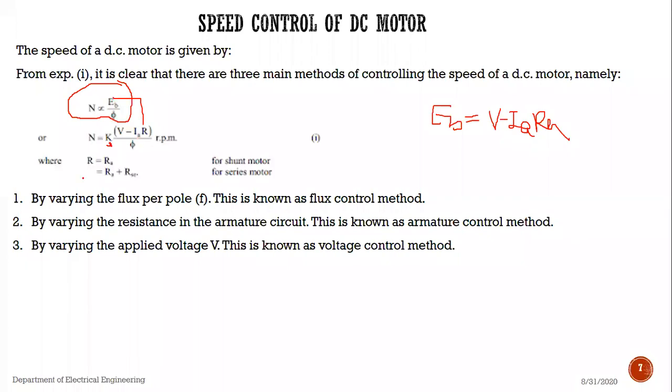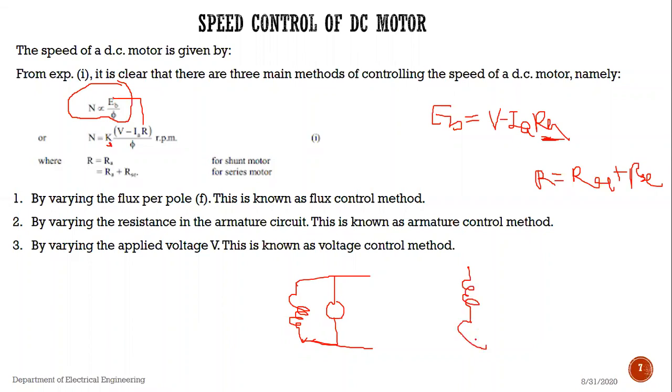Now one more thing: if there is a DC shunt motor, then the total resistance is only Ra. But if there is a series motor, then our total R will become Ra, that is armature resistance, plus series resistance, isn't it? Why? Because see, this is the diagram for the shunt motor, and this is the diagram for the series motor. Now you can understand, here is some resistance which is Ra.